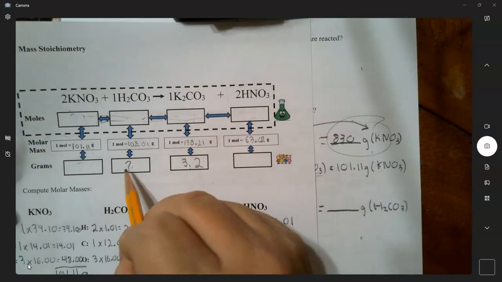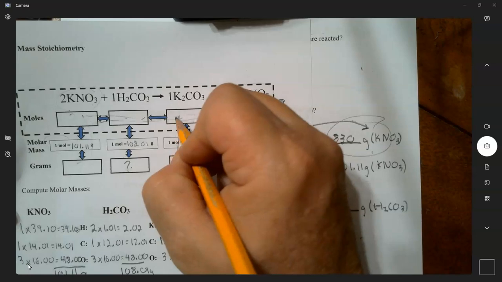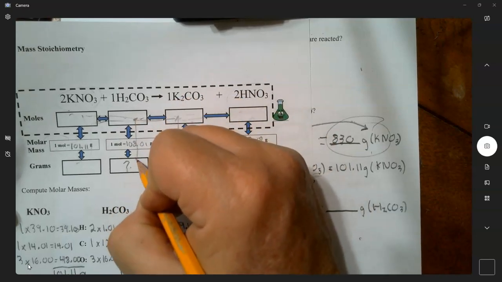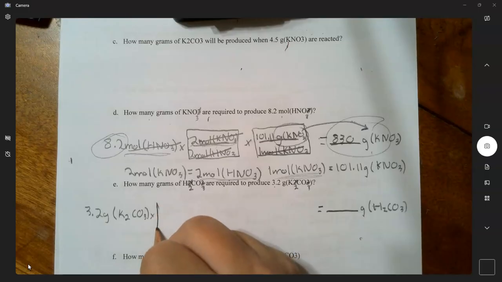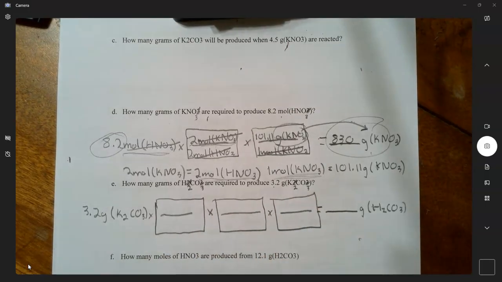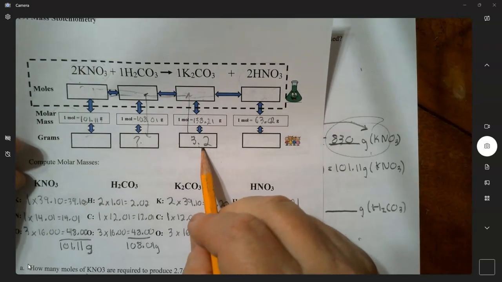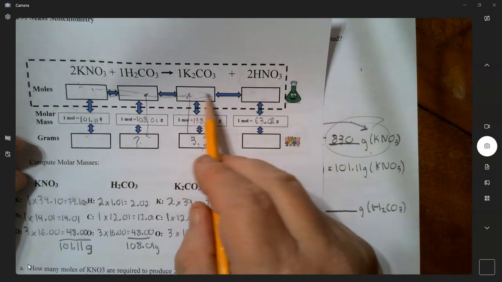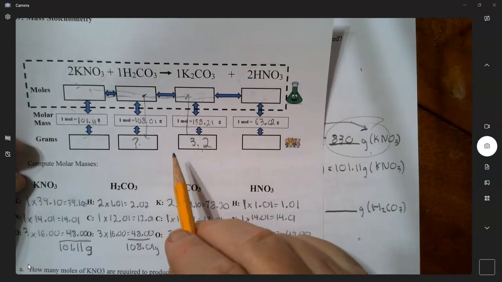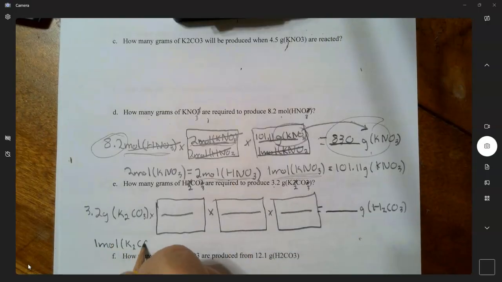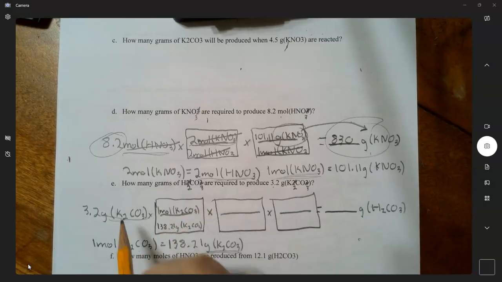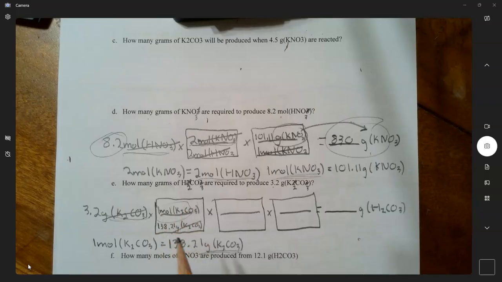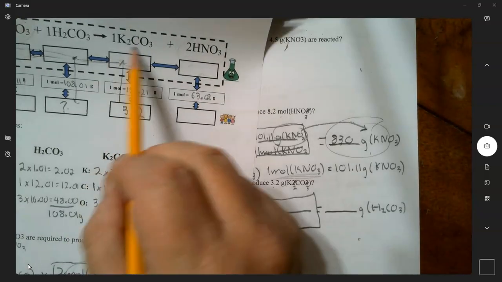Okay, so we need to get from here to here. We have to go up, over, and down. 1, 2, 3 conversions, so 3 boxes. So here we are right here, 3.2. We need to get up here, so what's in between those two is the molar mass of K2CO3. Grams on top, K2CO3, grams on bottom. So now we're sitting in the moles of K2CO3 box right here.